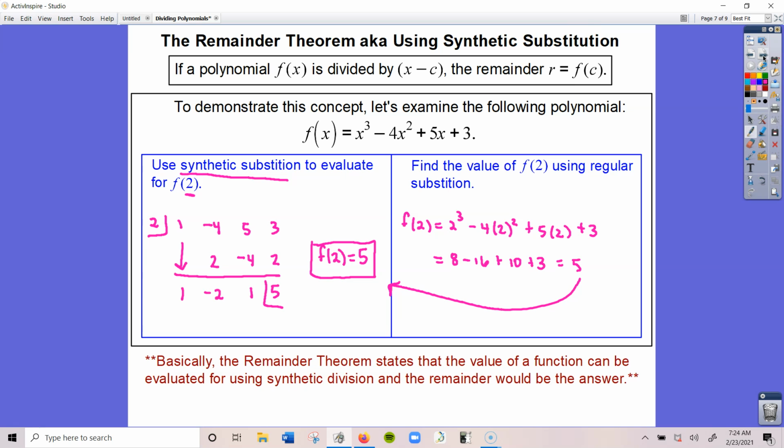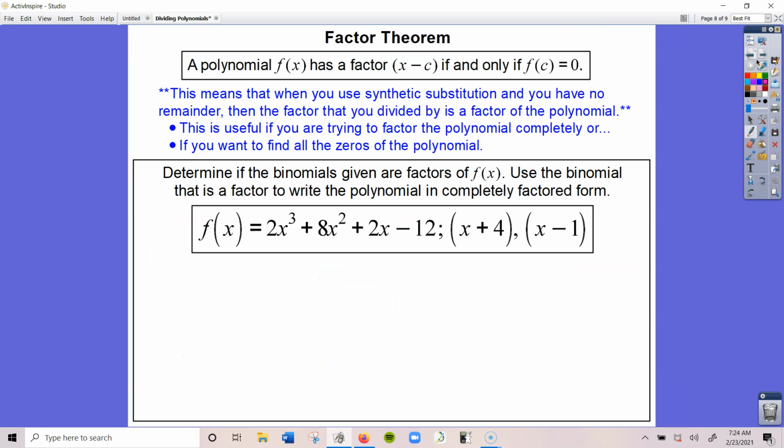Now let's look at the other theorem, which is the factor theorem. The factor theorem states that if you are given a factor and you are trying to test to see if this is a factor of the polynomial, meaning that we would be able to continue factoring this polynomial given the one that we're testing. If it is a factor, that means that we would end up with 0 as the remainder. If you don't end up with 0, then x plus 4 or x minus 1, whichever one you're testing, would not be considered a factor of the polynomial.